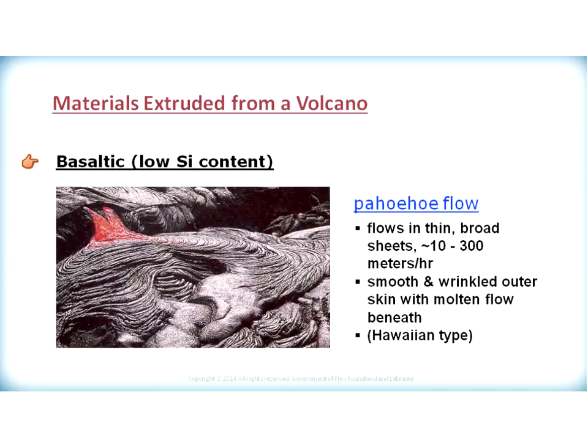When we look at basaltic lava flows, they generally have a lower silica content. The first basaltic lava flow that's extruded from Hawaii that we will look at is called a Pahoehoe flow. These flows are thin, broad sheets, and flow at approximately 10 to 300 meters per hour. They have a smooth and wrinkled outer skin with molten flow beneath, and they're basically seen in Hawaii.